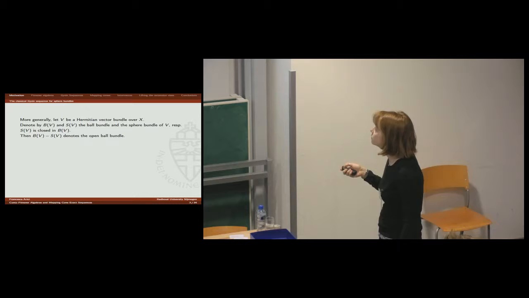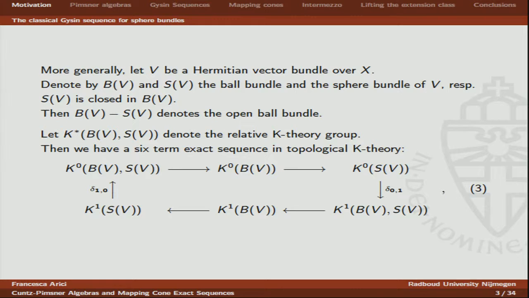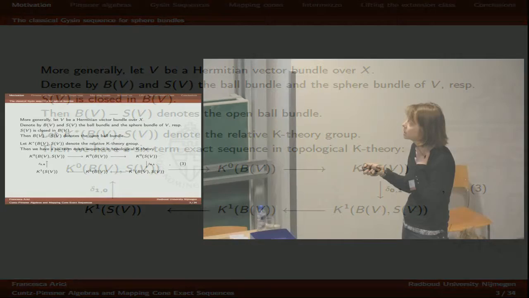And then we denote with this difference, the actual difference, which is the open ball bundle. Now, we can consider the relative K-theory group of the ball bundle with respect to the sphere bundle. And this happens to fit into an exact sequence, a six-term exact sequence that has this form.